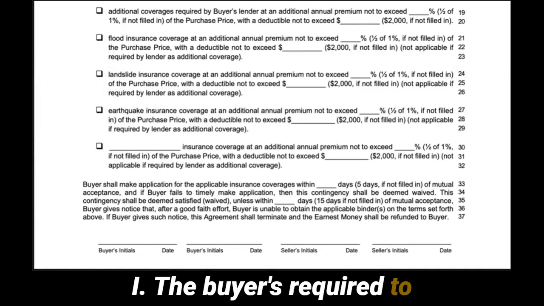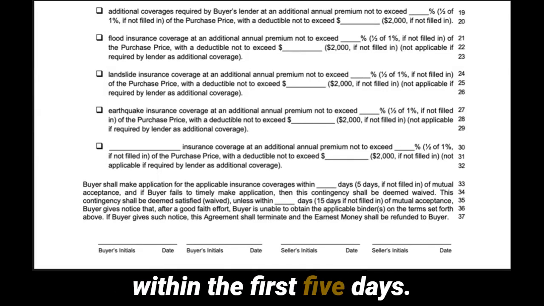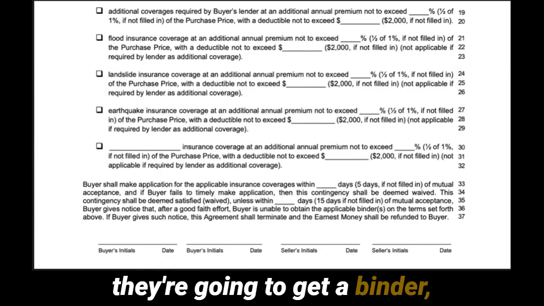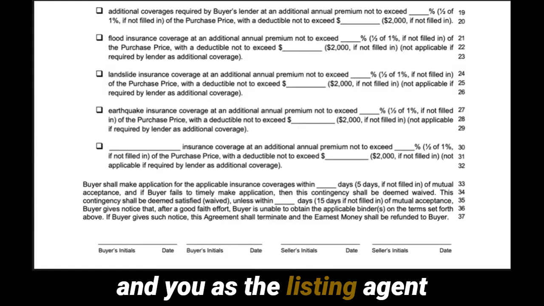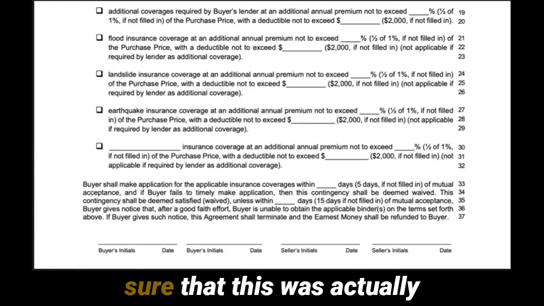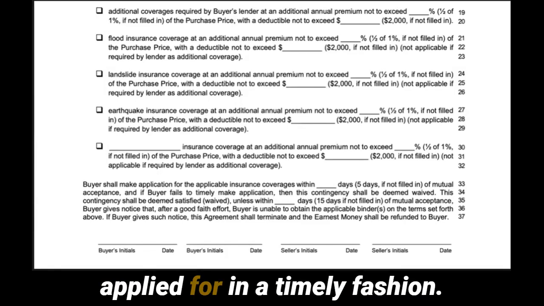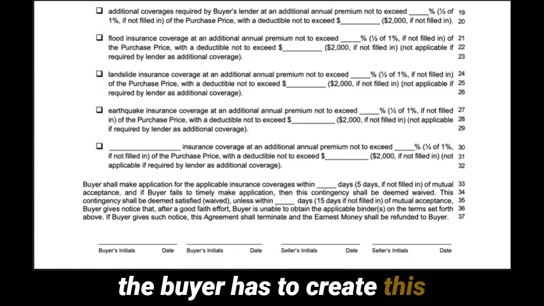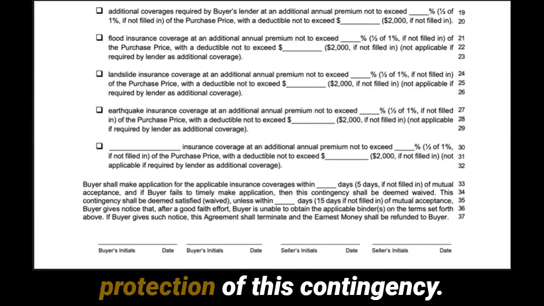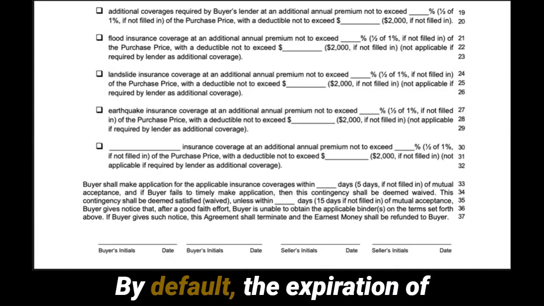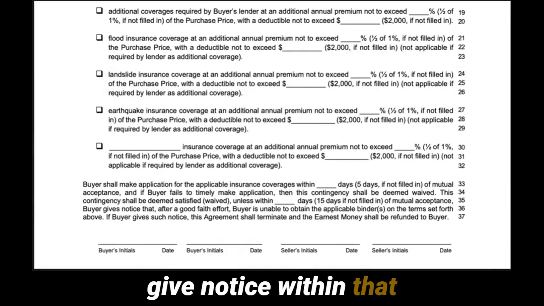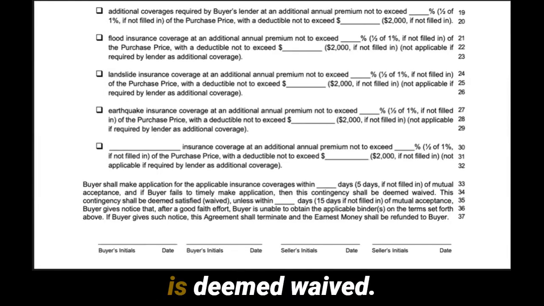The buyer is required to make insurance application within the first 5 days by default. When the buyer makes application for this, they're going to get a binder, and you as the listing agent will have the option to make sure that this was actually applied for in a timely fashion. Like any other contingency, the buyer has to create this action in order to keep the protection of this contingency. By default, the expiration of this contingency is 15 days. If the buyer does not give notice within that time, this contingency is deemed waived.